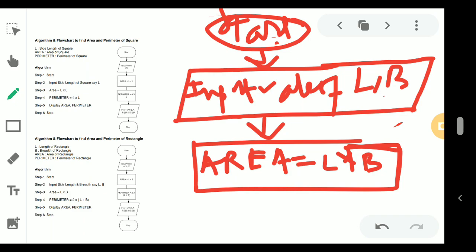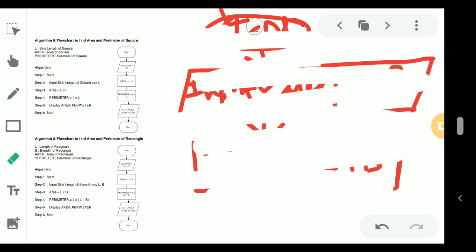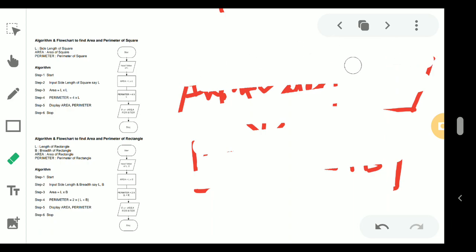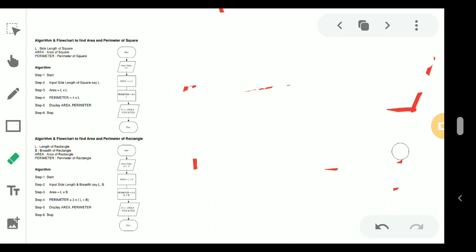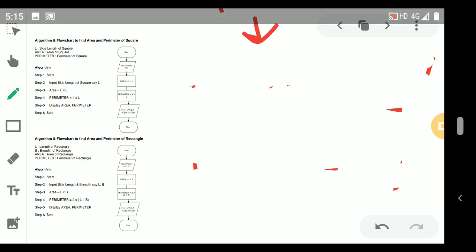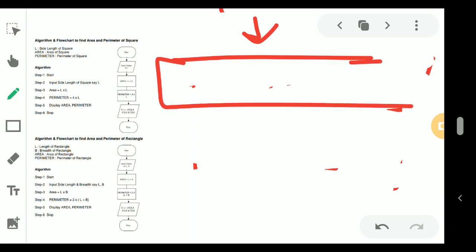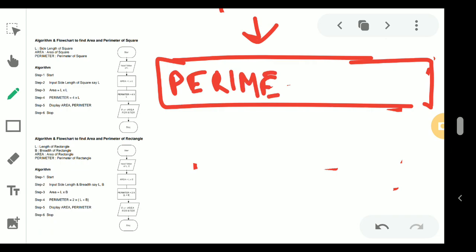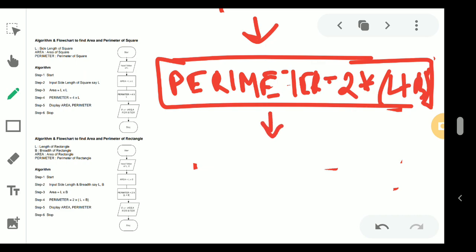Next I am erasing and writing. Next there is a continuation arrow. After the area, we will consider the perimeter. Perimeter equals 2 into (L plus B). Done, the perimeter is done, then we will display. The display requires a parallelogram.